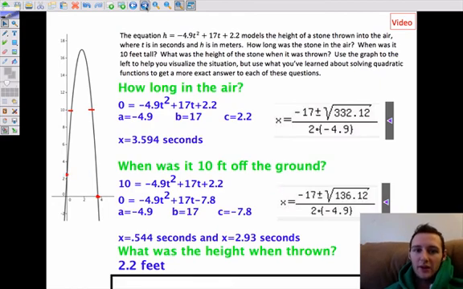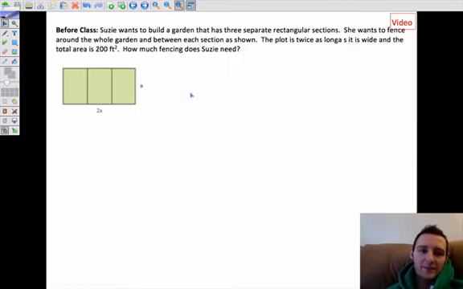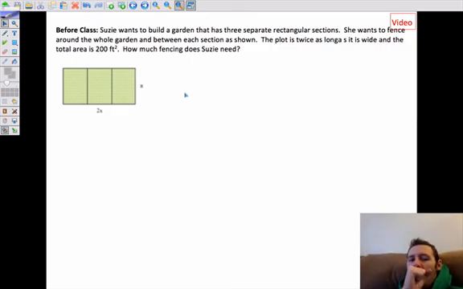So before class, Susie wants to build a garden that has 3 separate rectangular sections. She wants to fence around the whole garden and between each section as shown. The plot is twice as long as it is wide, and the total area is 200 square feet. So how much fencing does Susie need?